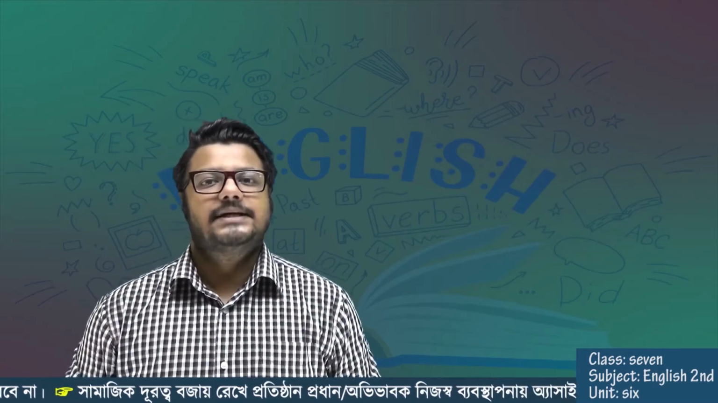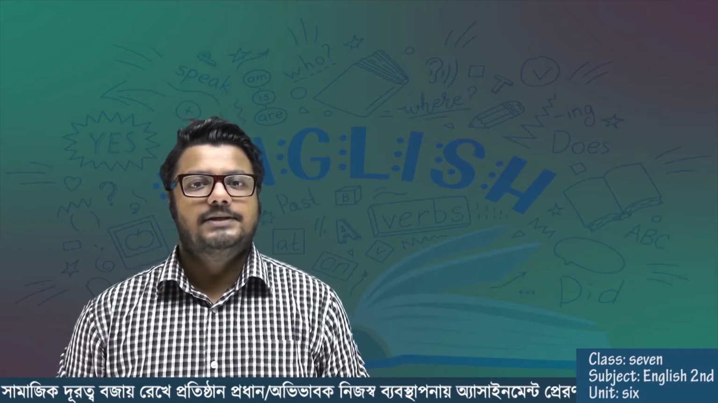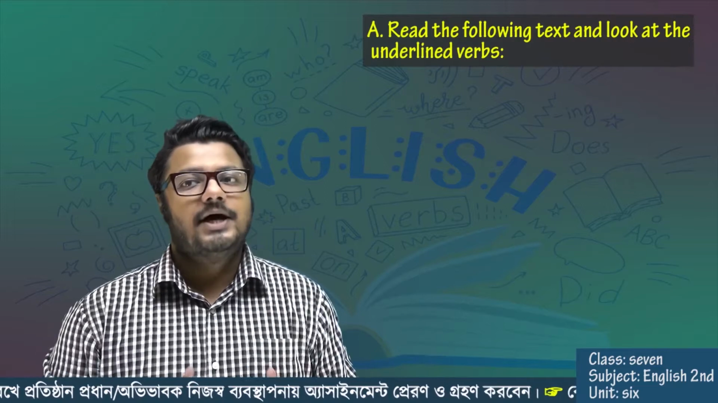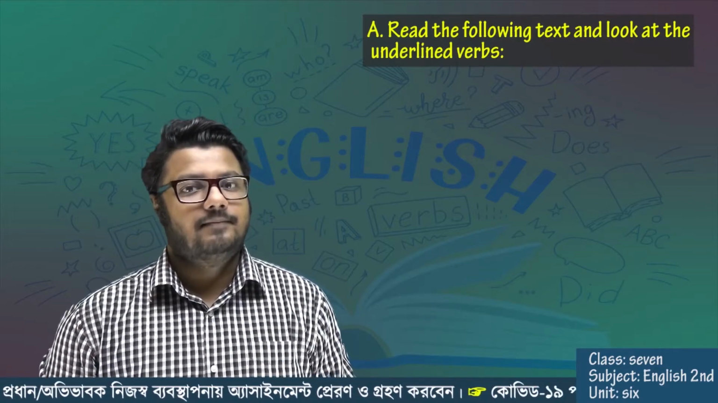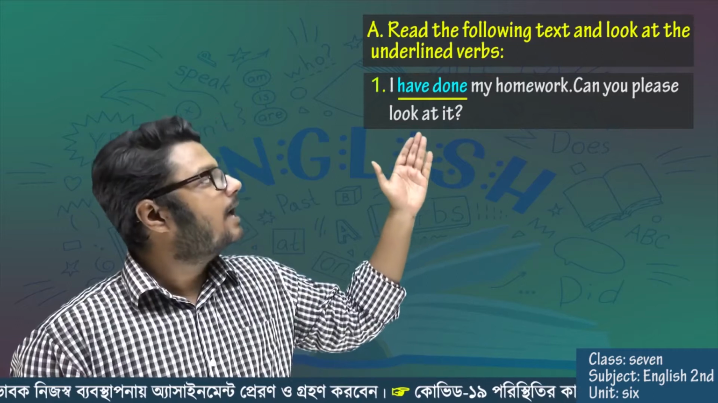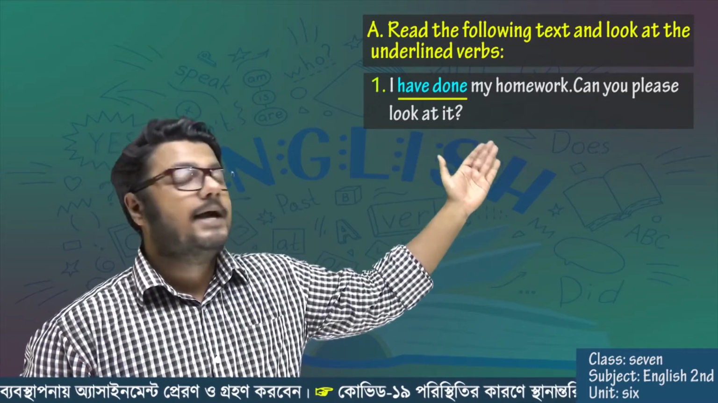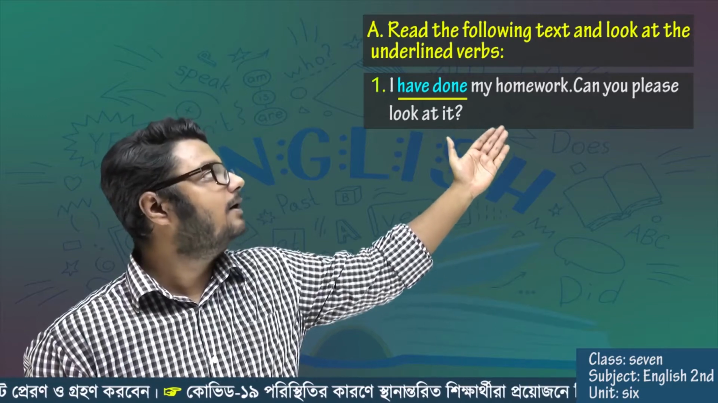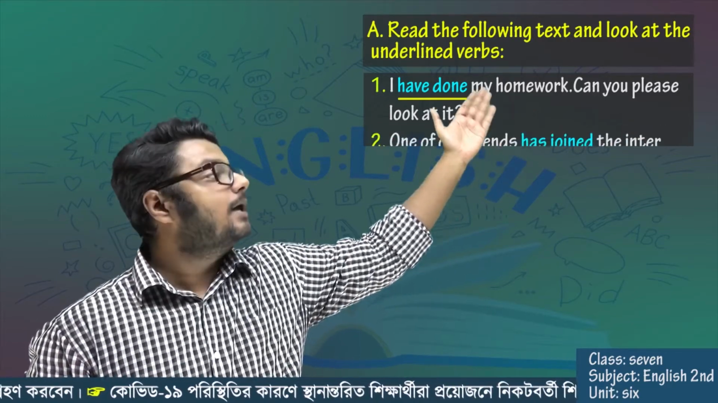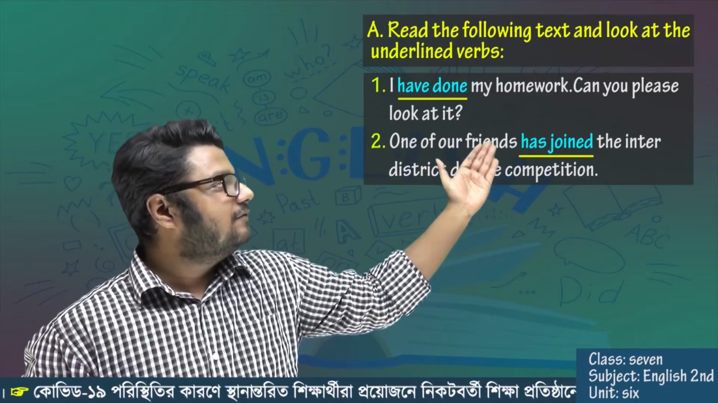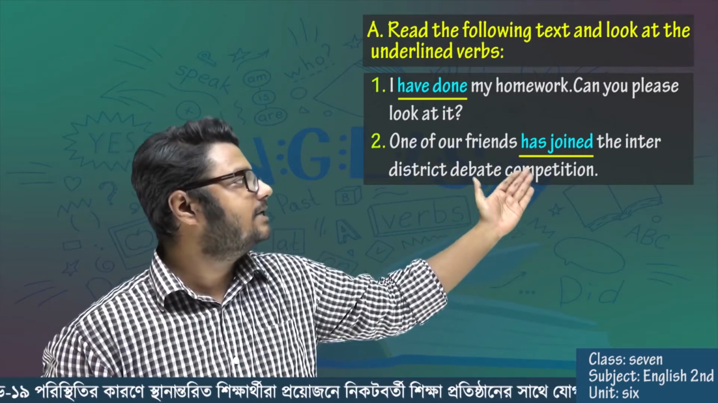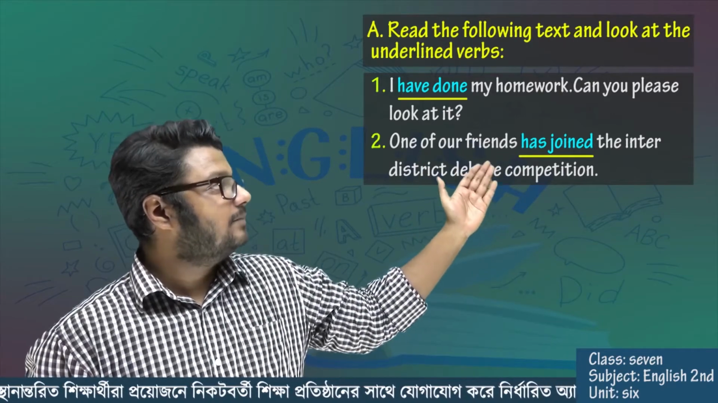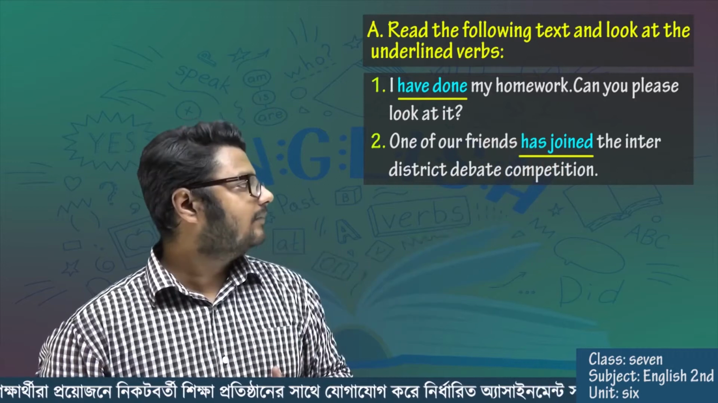First, we will read section A from the book. In section A, we will have to read the following text and look at the underlined verbs. Let's begin. Number 1. I have done my homework. Can you please look at it? In this sentence, the underlined verbs are have done. Number 2. One of our friends has joined the inter-district debate competition. In this sentence, the underlined verb is has joined.